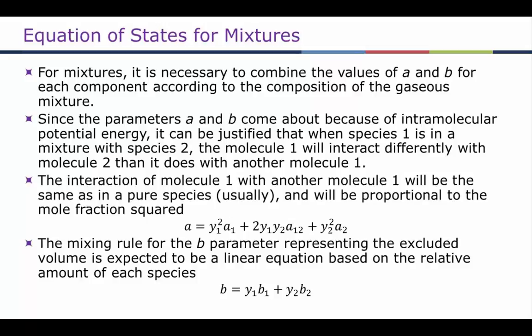So here we get A equals y1, the mole fraction of molecule 1, squared times A1, plus 2 times y1 times y2 times the interaction parameter between molecules 1 and 2, plus y2 squared, the mole fraction of molecule 2, times A2. And for mixtures, the parameter B is expected to have a linear form: B equals y1 times B1 plus y2 times B2.